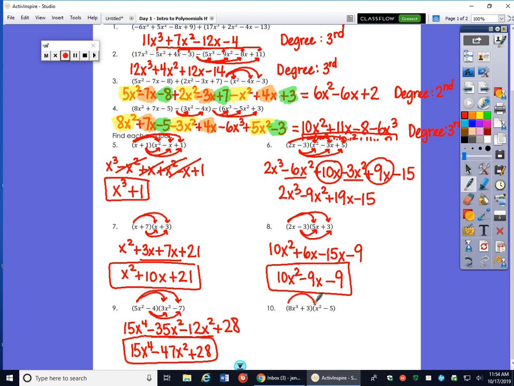If I distribute these, 8x to the 3rd times x squared is 8x to the 5th. 8x to the 3rd times negative 5 is negative 40x to the 3rd. 3 times x squared is 3x squared, and 3 times negative 5 is negative 15. So that has nothing to combine, and that would be your final answer. And we're done.